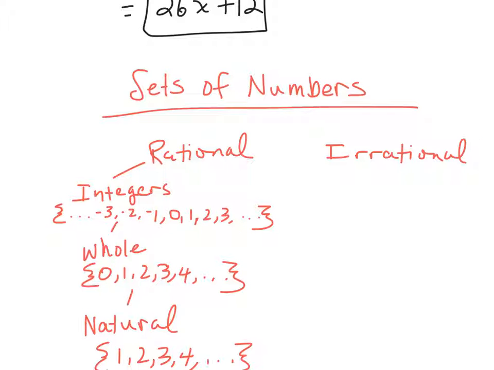So all natural numbers, whole numbers, and integers are rational numbers. None of them are irrational. If you want to tell the difference between a rational number and an irrational number, remember that an irrational number never ends. So it's a decimal that goes on forever and never repeats.